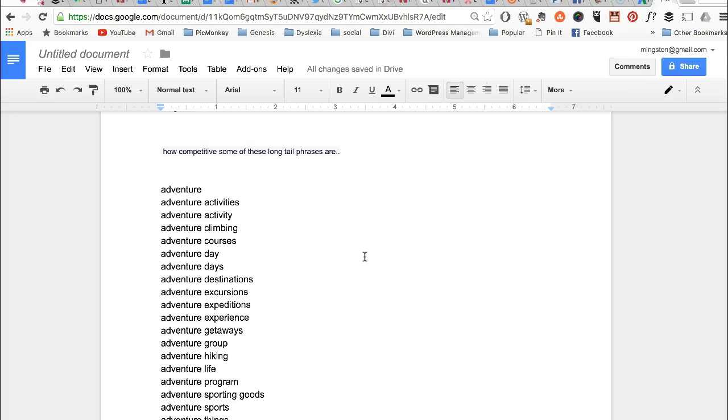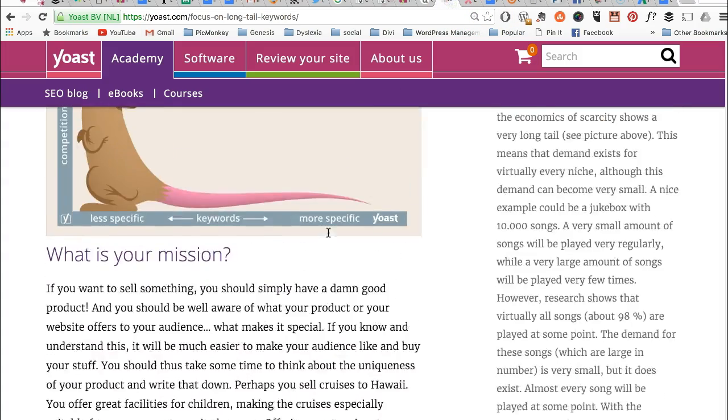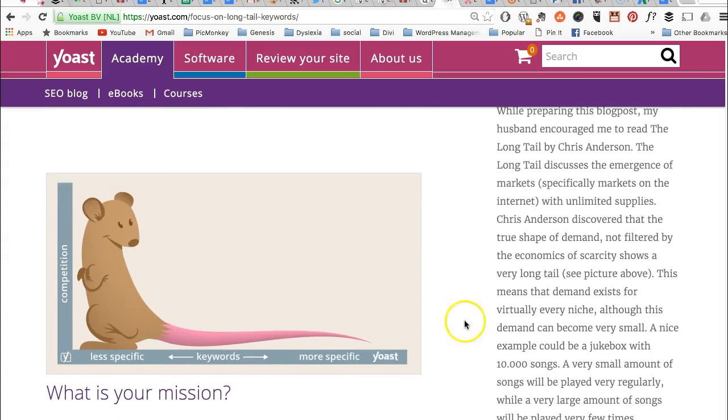I keep up on all of this stuff, and I've been reading about long tail keywords, and recently Yoast has a blog, and if anybody's really interested in SEO and wants to read stuff that can sometimes be really boring, I would check out the Yoast blog. They most recently did a post about long tail keywords, and I think I still even have it open in my browser here. Yeah, I do. So here it is. This is an awesome graphic about long tail keywords.